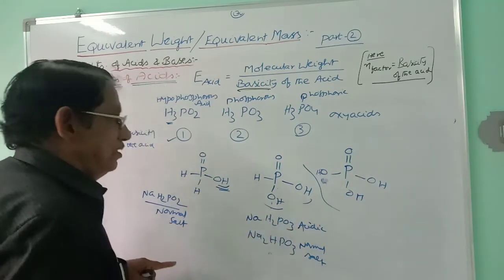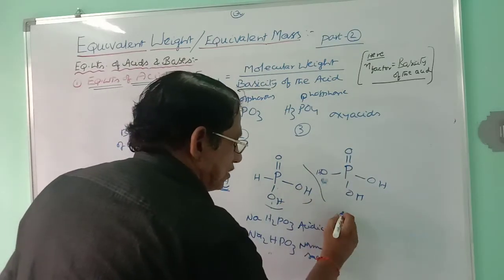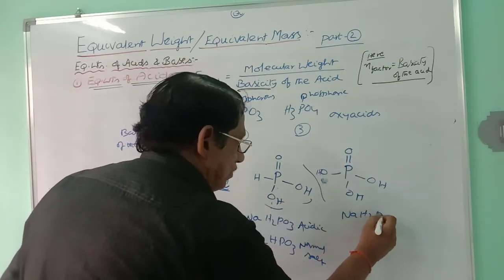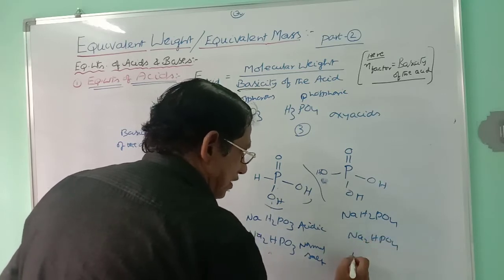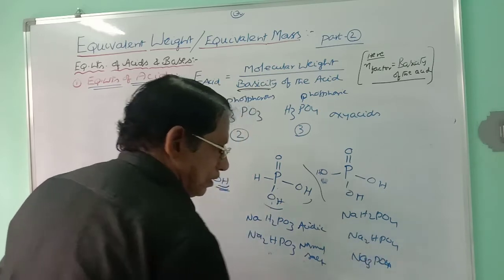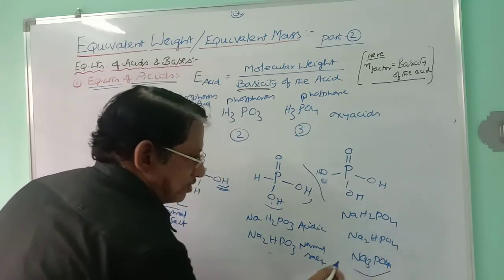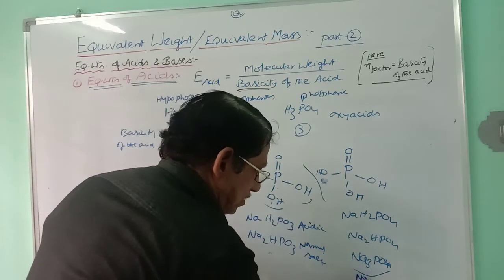Similarly, you can take phosphoric acid, where all three hydrogens can be successively replaced. You will get NaH2PO4, Na2HPO4, Na3PO4. Sodium phosphate does not have any acidic hydrogen. It is a normal salt. This is known as normal salt.